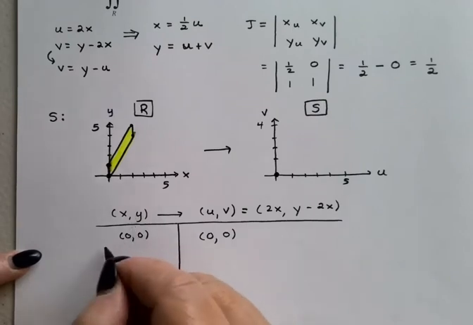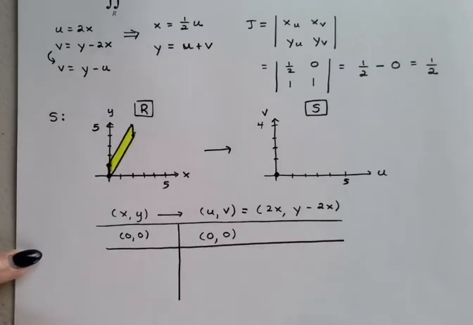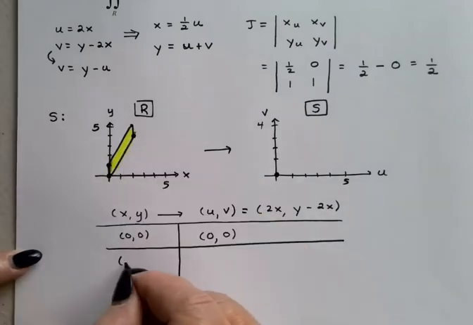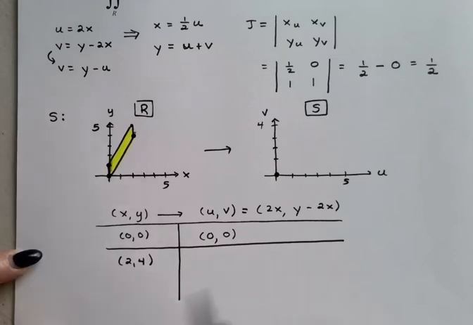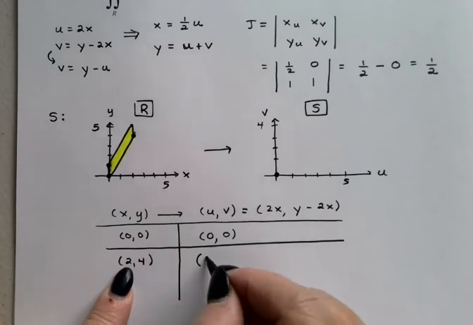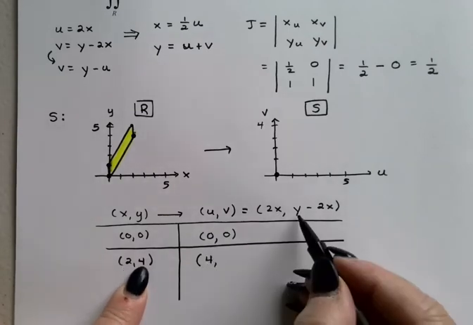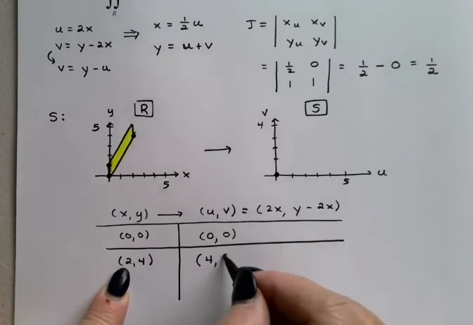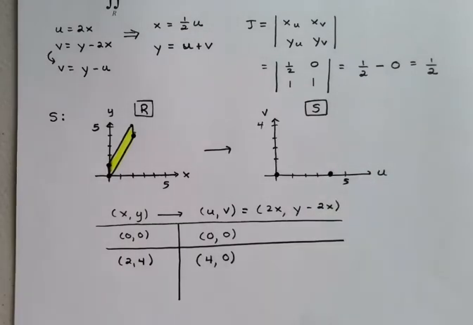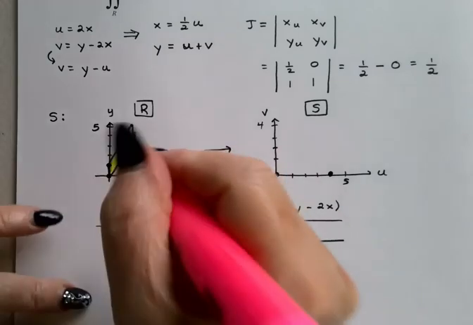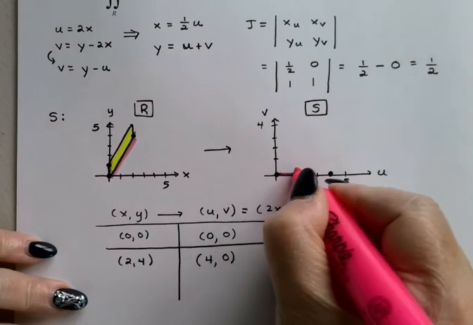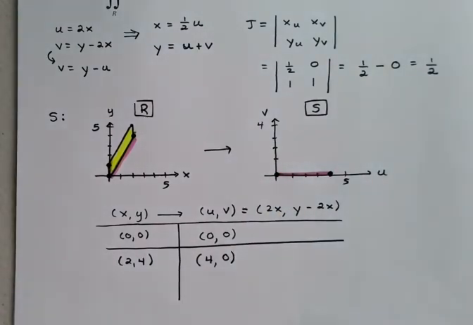All right, let's do another one. Let's go this way. Let's do this one, 2, 4. Again, just plugging in x equals 2 and y equals 4. 2x, 2 times 2 is 4. Y is 4, minus 4 is 0. So I'm now at 4, 0. That line on the parallelogram has become that line segment in the UV plane.